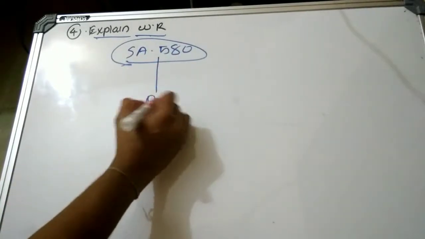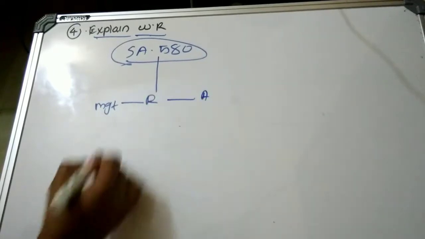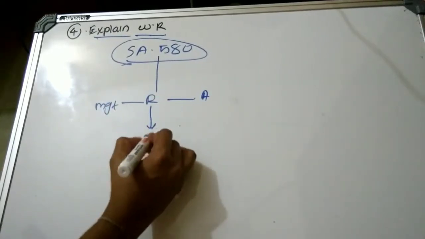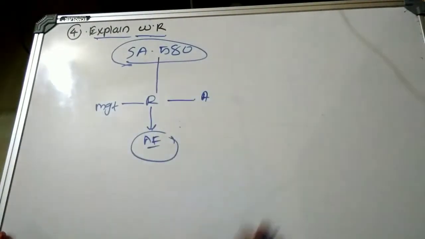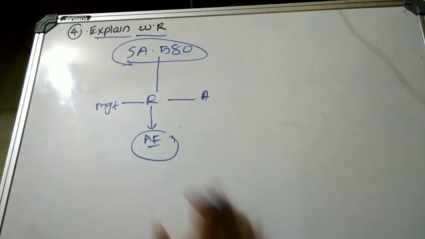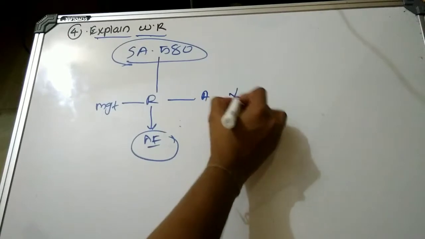Written representation means a representation which has been provided by the management to the auditor for the purpose of confirming some audit evidence. So the auditor is saying that I have obtained written representation and it is not required to perform other audit procedures so as to obtain the audit evidence. Is the statement correct? The statement is absolutely wrong.